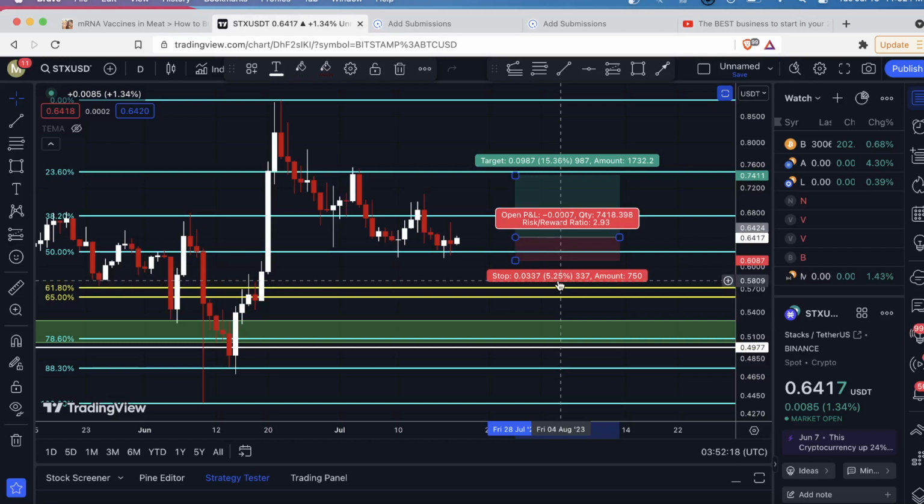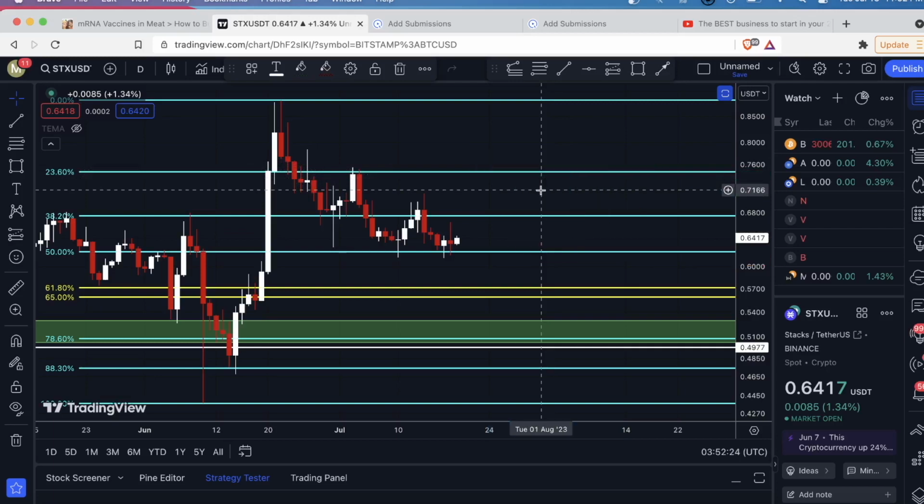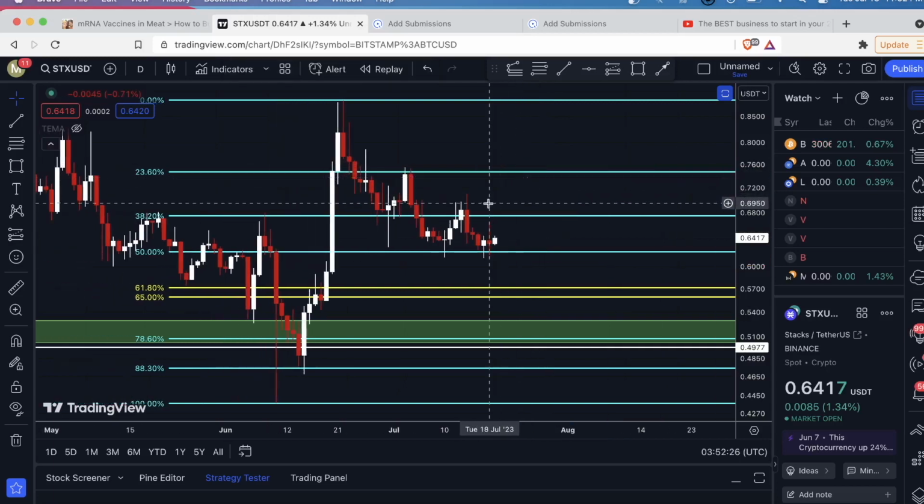So we risk 5.25% to hopefully get over 15%. So that's a pretty good trade. Alternatively, if you don't want to take that trade, if the price comes back down to this 618, because as we can see the price on this particular chart is really respecting these levels, you can put a limit order down here with a stop just below, and then you can target the upper range for maybe an even better risk reward ratio.